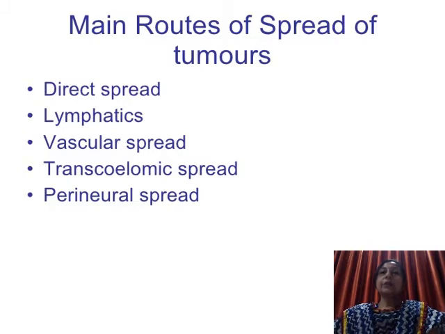So we see what the routes of spread of the tumor are. One is direct spread, one is through lymphatics, through hematogenous or vascular spread, transcelomic spread that is through the body cavity, and perineural spread that is through nerves.